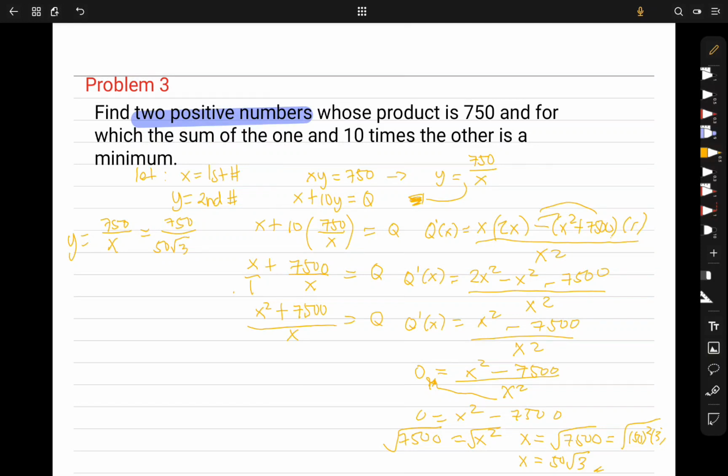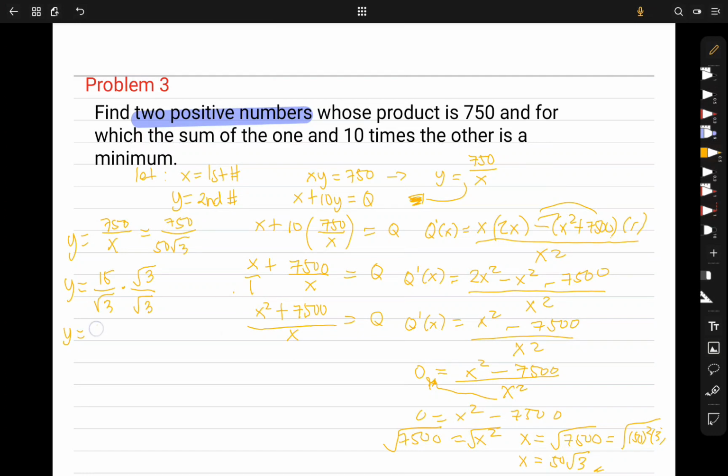So, syempre, ito divisible by 50 yung ating numerator and denominator. So, we can say that y is equal to 15 all over square root of 3. Then, meron nga tayong square root of 3 sa taas. We can rationalize this one. So, multiply lang tayo both sides, both numerator and denominator by square root of 3 for rationalization.